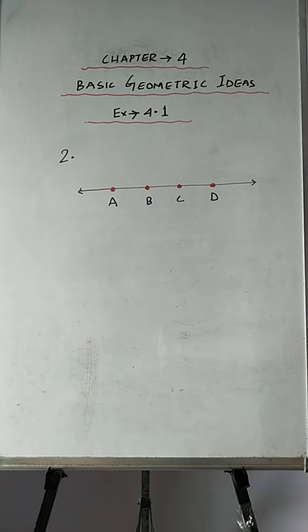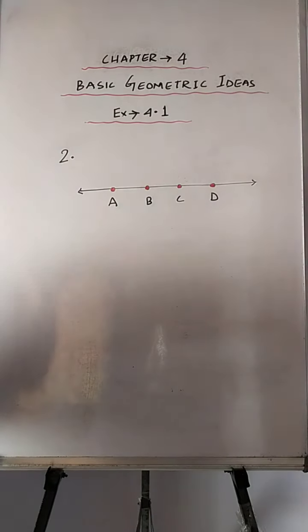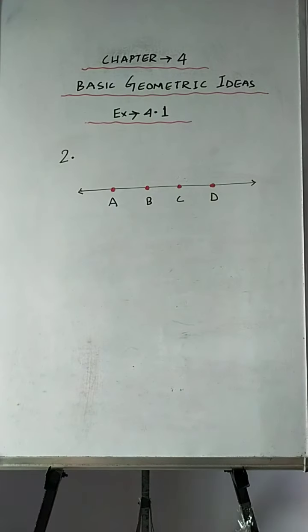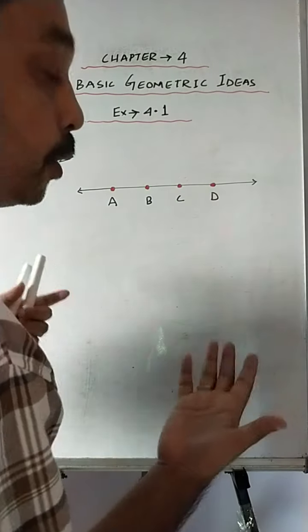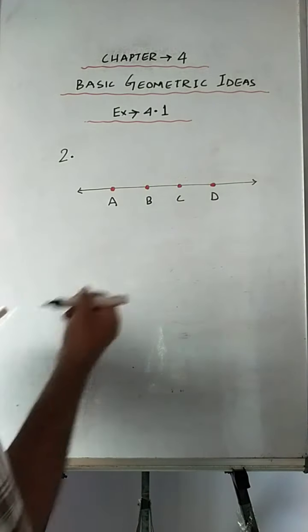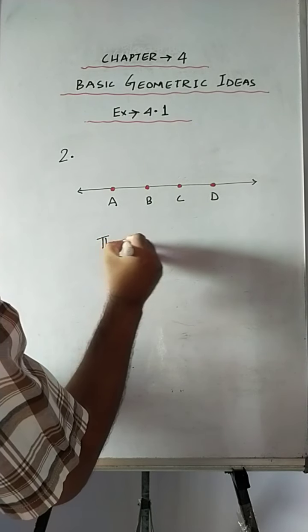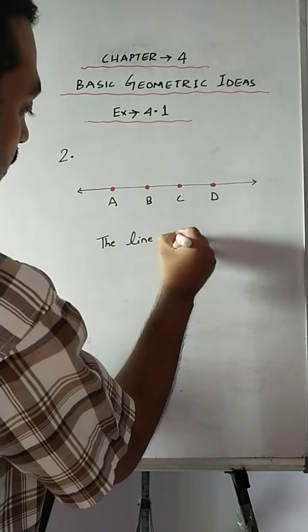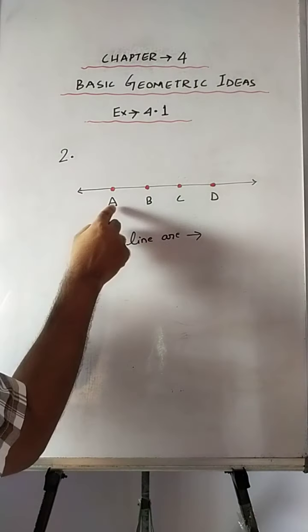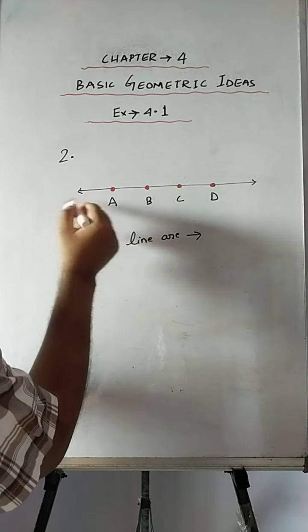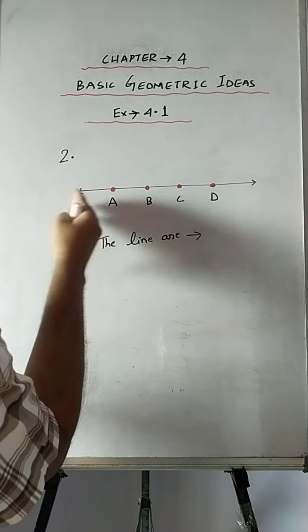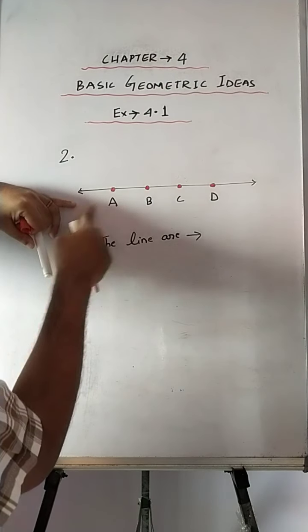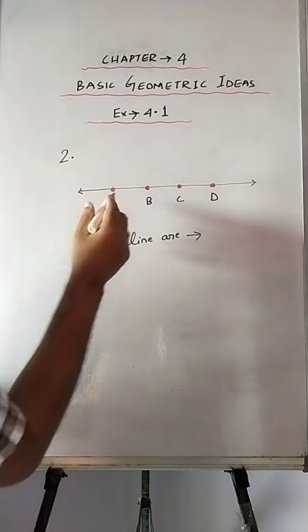You have to name the lines choosing only 2 letters at a time, not more than 2 letters, from this line. We have to name all the lines which are possible. So let's start. The lines are, now we'll start with point A. Point A doesn't have any point on the left hand side, so it has all the points on the right hand side. So we'll look only towards this side. So AB is a line.